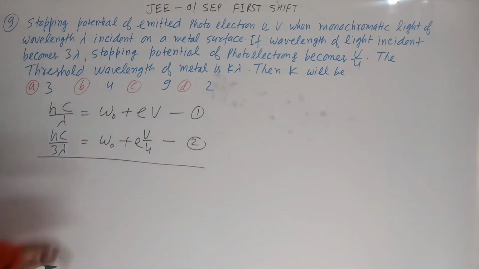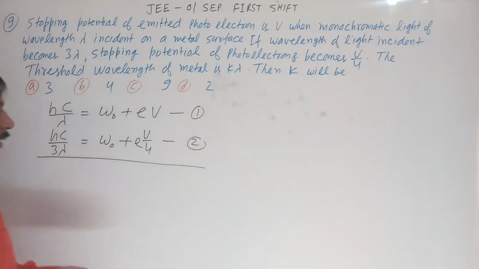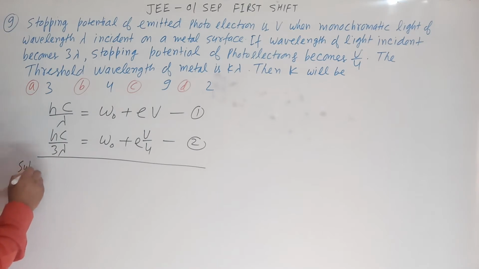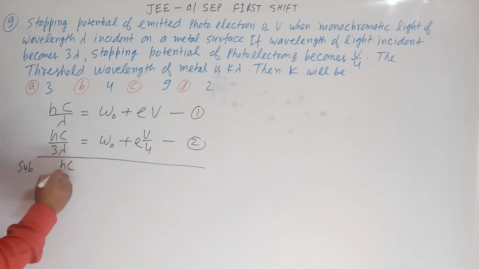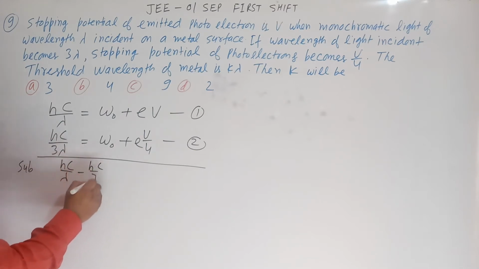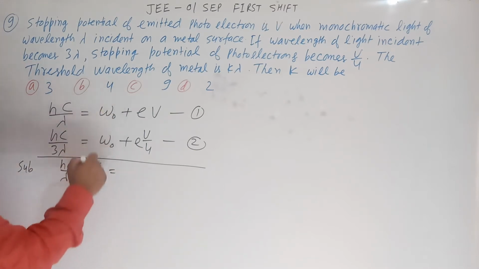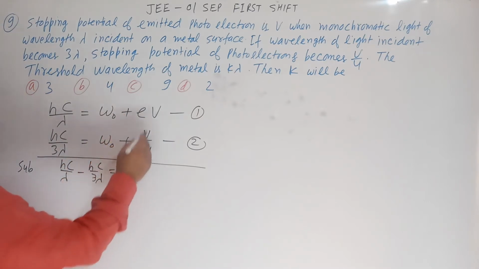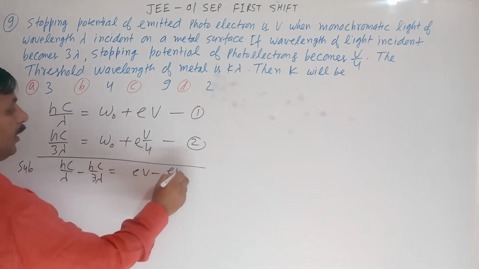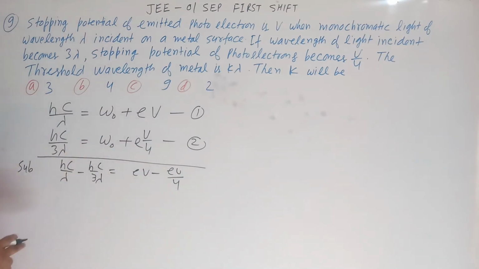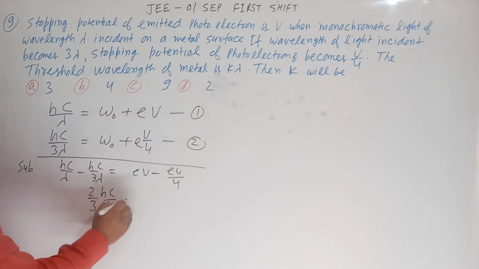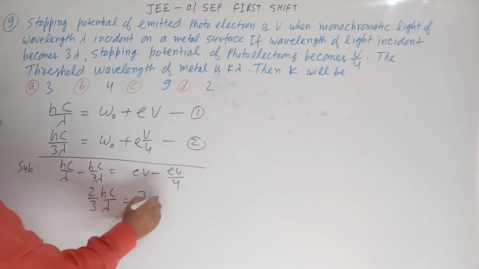Solve this. We have to find the threshold wavelength. Firstly we will find the work function, then we can easily find the threshold. So subtracting 1 from 2, what happens? hc upon lambda minus hc upon 3 lambda is equal to eV upon 4 times 1 minus 1 by 3, which is 2 by 3. hc upon lambda is equal to 3 by 4 eV.